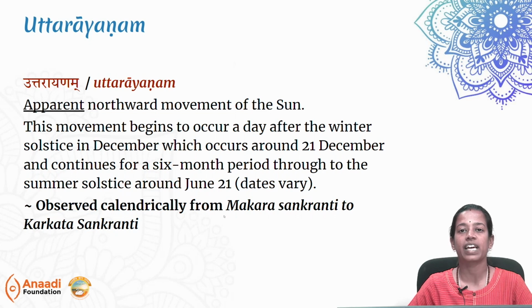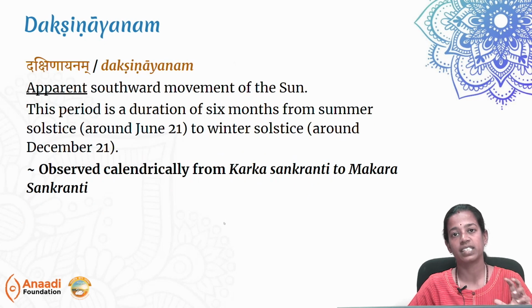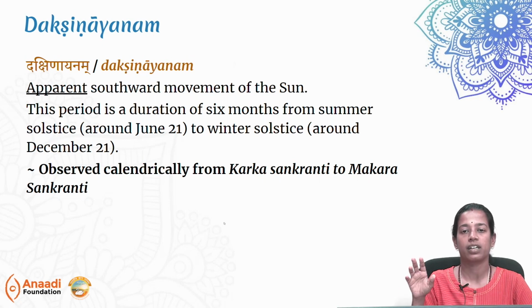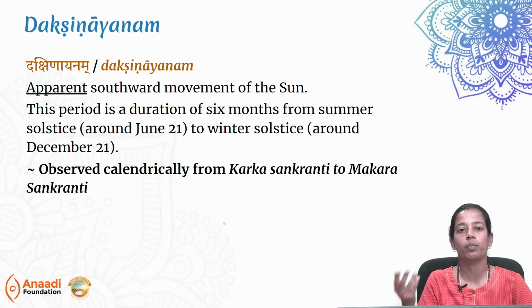This is observed calendarically from Makara Sankranti to Karkataka Sankranti. Whereas in Dakshinayanam, the apparent southward movement of the sun happens, which again spans the remaining 6 months from summer to winter solstice, that is June 21 to December 21. This is observed calendarically from Karka Sankranti to Makara Sankranti.